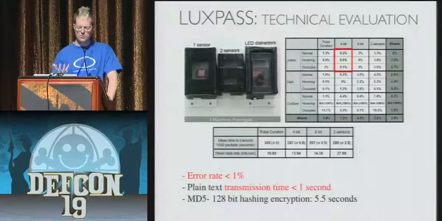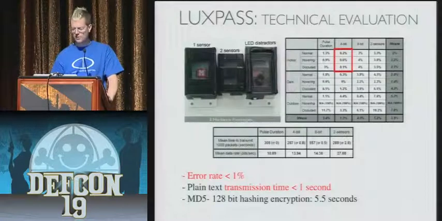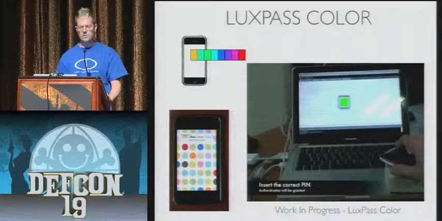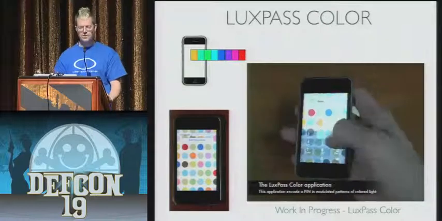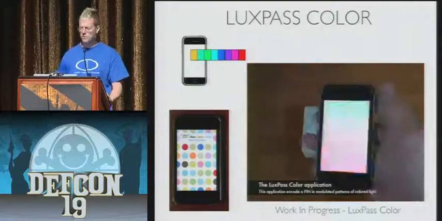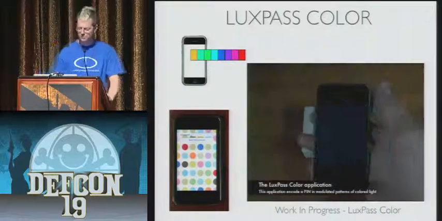And the hardware here is very, very simple: a microcontroller, some LEDs, and a light sensor. Very, very cheap and reliable, less than 1% error rate. The next version uses the color screen so that more data can be encoded within the same transmission time, so it can be a longer hash but still be usable.